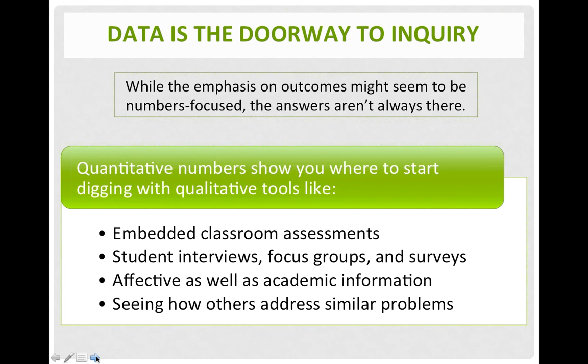Some of the other tools that you might want to look at using are things like going directly to students, whether you're interviewing them, doing focus groups with a group of students, or sending out a survey. That can give you a lot of information that will rapidly move you from having a question to having some possible answers.